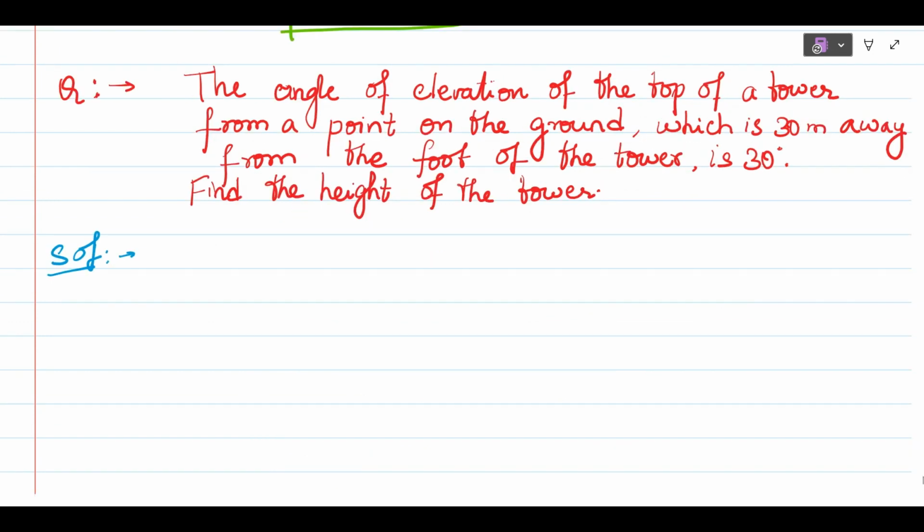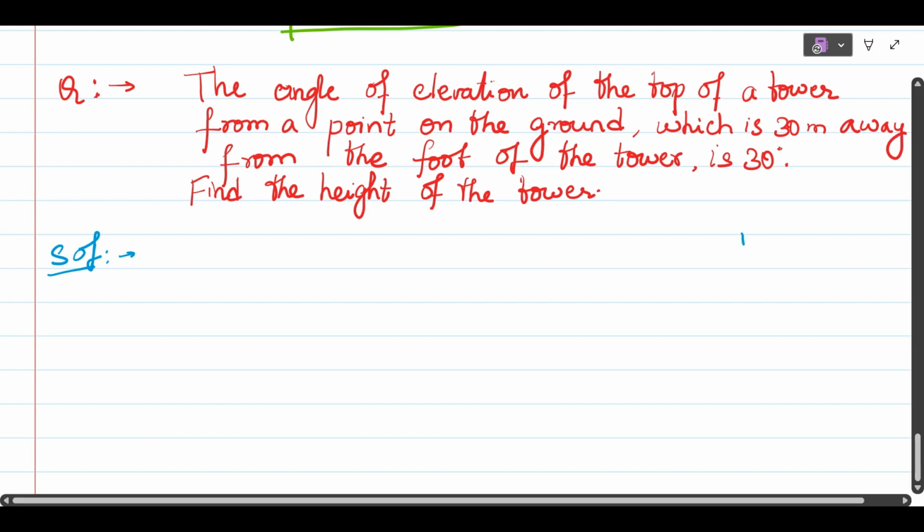Students, the next question is: the angle of elevation of the top of a tower from a point on the ground. Let us draw the diagram first. Suppose this is a tower, and this is a point on the ground. This is the top of the tower. Point A is at the top of the tower, point B is the foot of the tower and point C is on the ground.